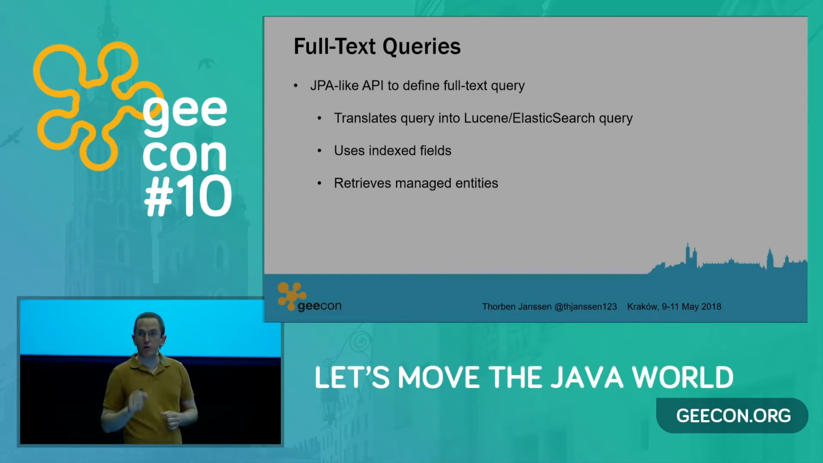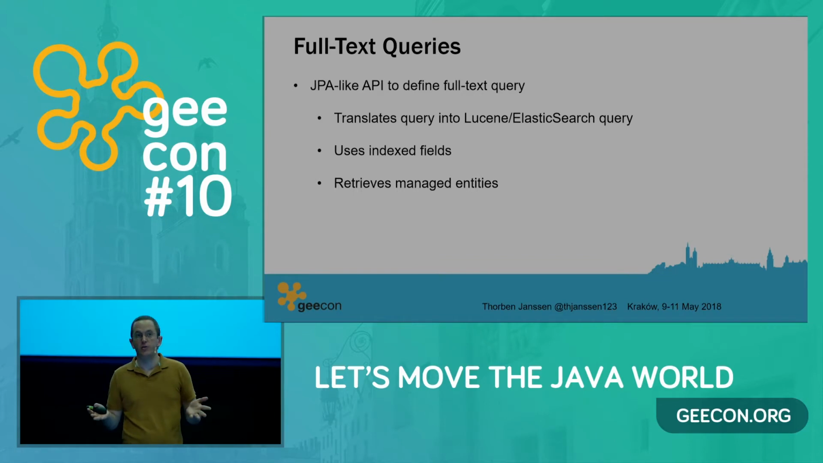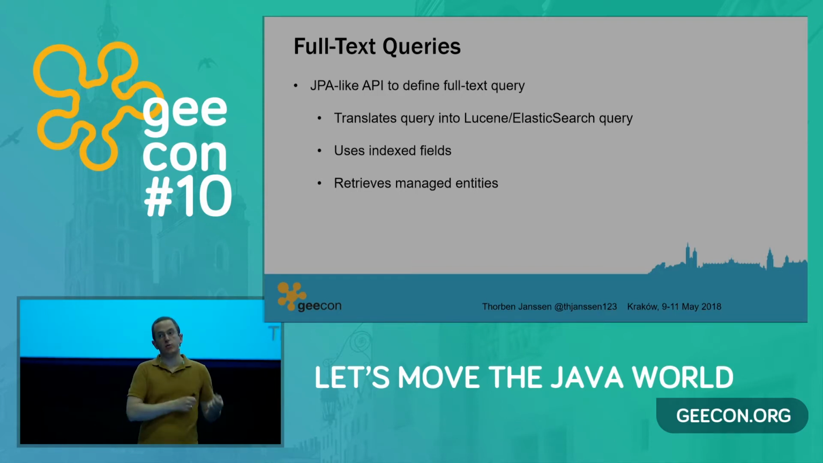So what does Hibernate Search do? Well, it creates a query for either Lucene or Elasticsearch based on the query that you defined via the Hibernate Search API, similar to how you can do it with the criteria API for Hibernate ORM. And then it performs this query based on the indexed fields and gets back the IDs of the records that match your full-text query, and then goes to the database and retrieves the entities.